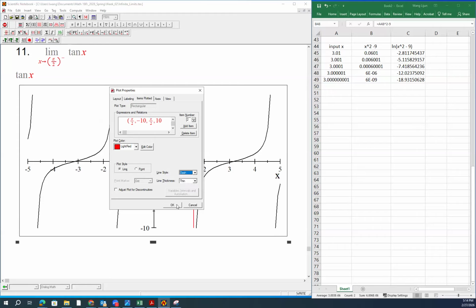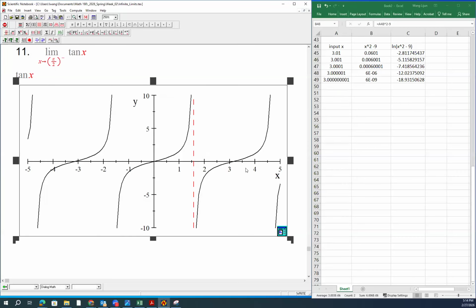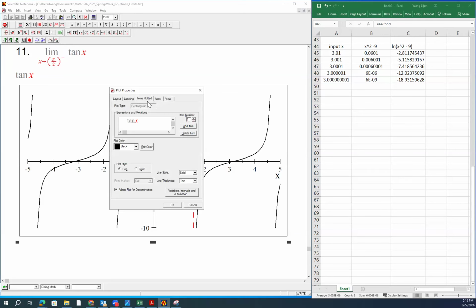A broken line means the curve cannot cross it. So where is pi over 2? We're going to mark pi over 2. Mark that point of pi over 2 on your picture and make it a red dot.